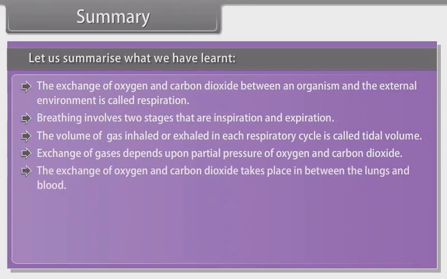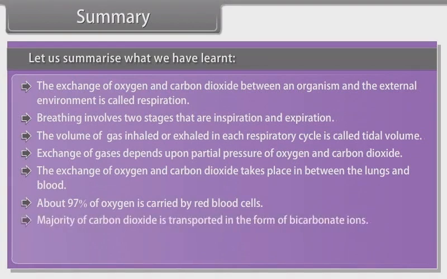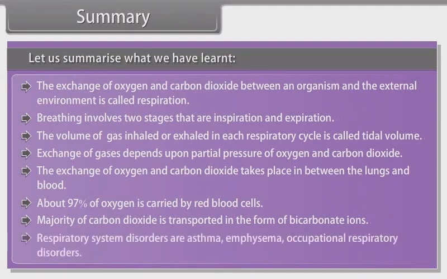The exchange of oxygen and carbon dioxide takes place in between the lungs and blood. About 97% of oxygen is carried by red blood cells. Majority of carbon dioxide is transported in the form of bicarbonate ions. Respiratory system disorders are asthma, emphysema, occupational respiratory disorders.